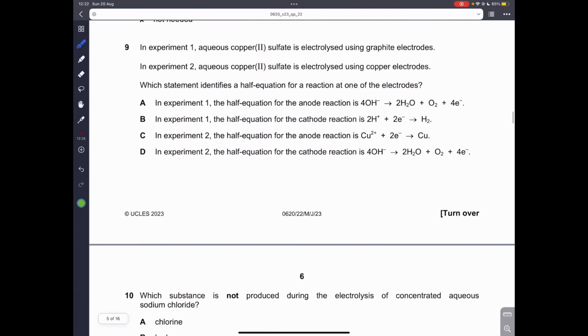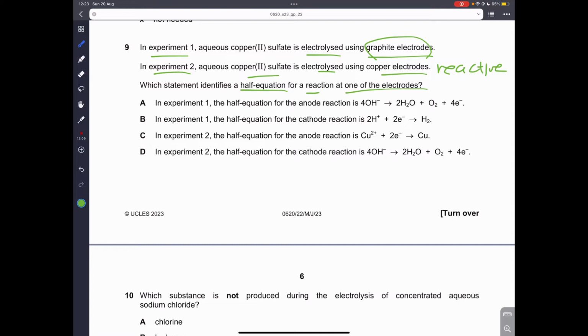Okay, question number 9. In experiment 1, aqueous copper-2 sulfate is electrolyzed using graphite electrodes. In experiment 2, aqueous copper-2 sulfate is electrolyzed using copper electrodes. Which statements identify a half equation for the reaction at one of the electrodes? For question number 9, in experiment 1, we are using inert electrodes, in other words, electrodes that are not reactive. In experiment 2, copper electrodes are very reactive, and so they will actually take part in the electrolysis process itself.